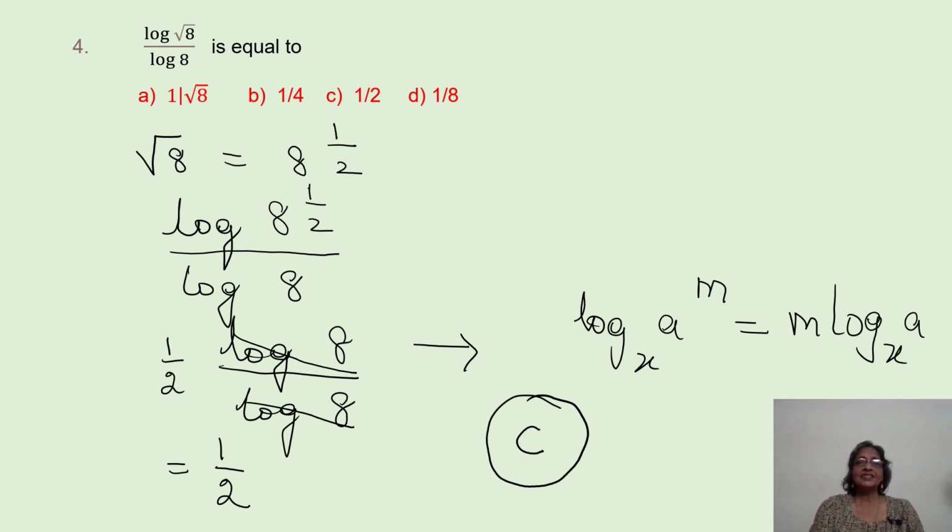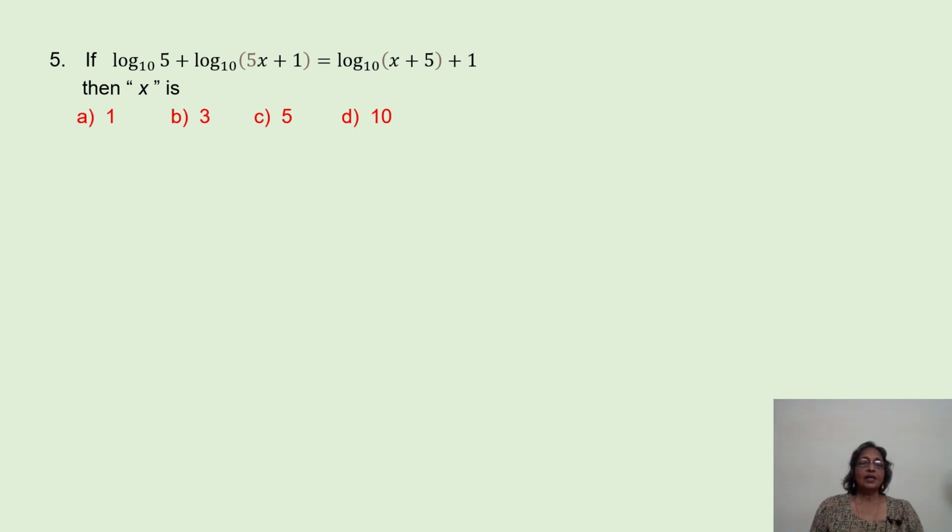Let's go to the next sum. Log 5 to the base 10 plus log 5x plus 1 to the base 10 is equal to log x plus 5 to the base 10 plus 1. Like we have done in the first video, this is an equation given to you. So the first step that you need to do is convert that 1, what we have, in the form of a log. So my left hand side remains as it is.